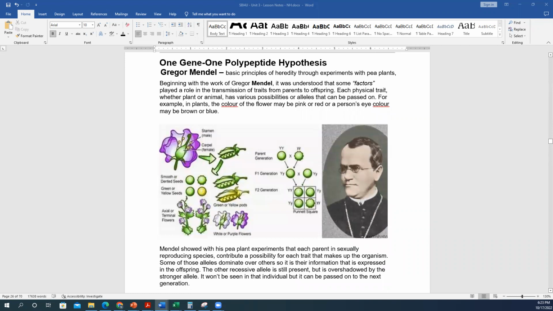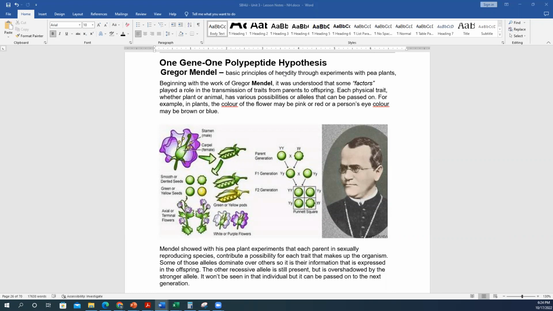So really where we are right now in our understanding is we know today that basically one gene is the code, the instructions to create one polypeptide, but this wasn't always the case. There were various discoveries and various experiments done along the way to arrive at this hypothesis of one gene, one polypeptide.